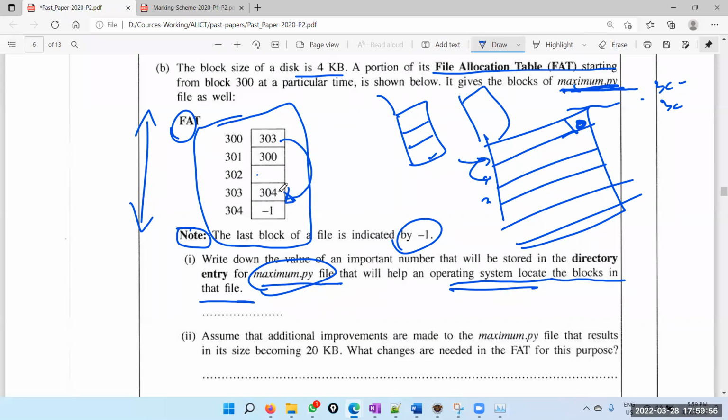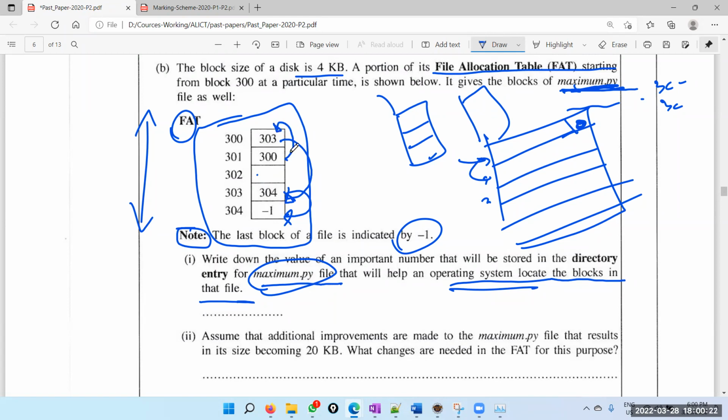Then 303 says 304. So therefore you have to go there, and it says -1, therefore you don't have to go anywhere else. But there's another one, because it says this is the file allocation table for this file. So therefore this 301 is asking to go to 300. So therefore you have to assume that you have to go like this also.